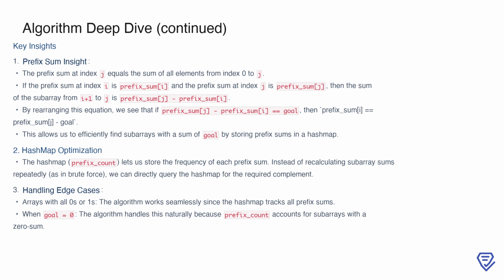Rearranging this equation, we see that the presence of a prefix sum equal to the current prefix sum minus the goal is what we need to identify valid subarrays. This is where the hash map comes in. It lets us store and retrieve prefix sums efficiently. By maintaining the frequency of each prefix sum, we avoid recalculating subarray sums repeatedly, achieving an O(n) time complexity. Additionally, this algorithm handles edge cases, such as arrays with all zeros or ones, and even when the goal is 0, thanks to the initial hashmap setup.